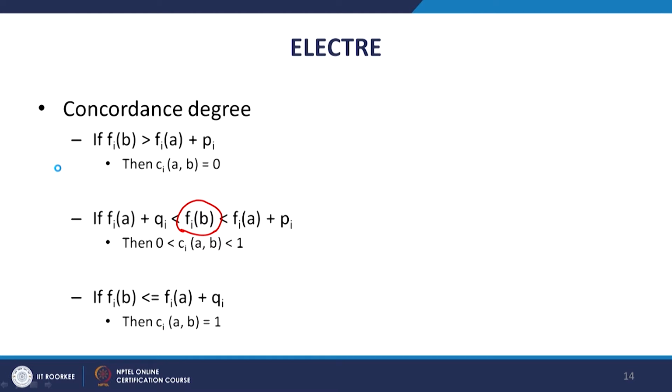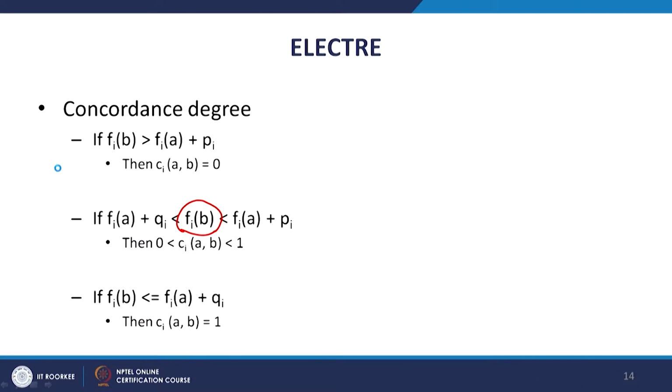So, in the first scenario, when the value of FIB is greater than FIA plus PI, then of course B is clearly preferred over A. In the second scenario, when the value of FIB is lying between FIA plus QI and FIA plus PI, then the value is going to lie between 0 and 1, so we can say that A is at least as good as B to a degree. Then the third scenario, FIB is less than or equal to FIA plus QI. So, here A is very clearly preferred over B. So, two scenarios give a very clear preference, and one scenario lies in between, where the partial concordance degree can be between 0 and 1. So, let us move ahead.